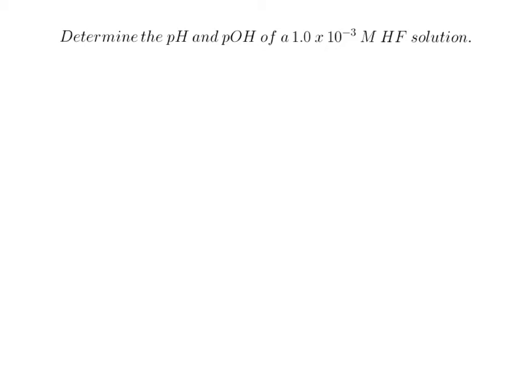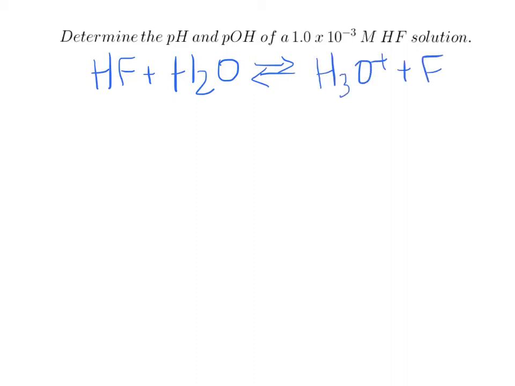On our next example, we're going to determine the pH and pOH of a 1.0 times 10 to the negative third molar HF solution. So the first thing you always want to start with is a balanced equation. So that is HF plus water, and since this is a weak acid, a double arrow, but since it's an acid, it'll make H3O plus and F minus. Okay, so the next thing, I've got the information 1 times 10 to the negative 3 molar HF. This means that this guy over here is 1 times 10 to the negative 3.